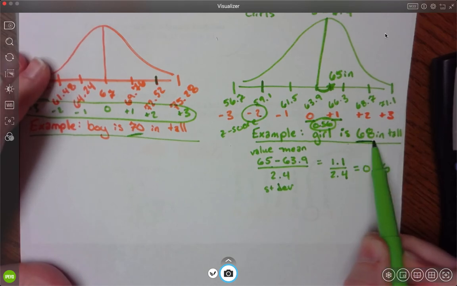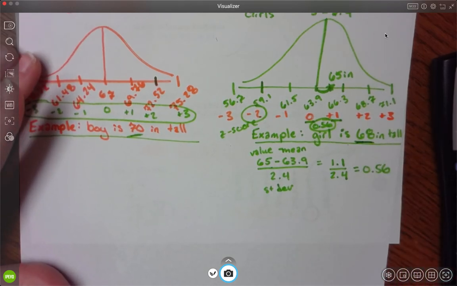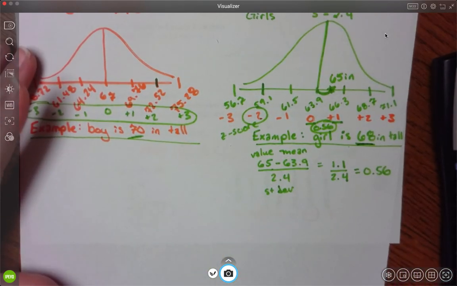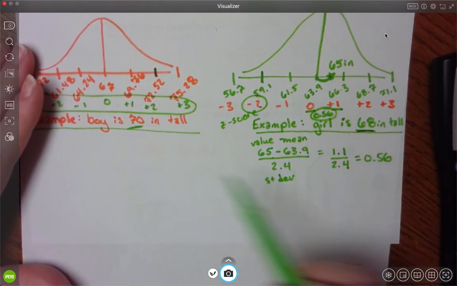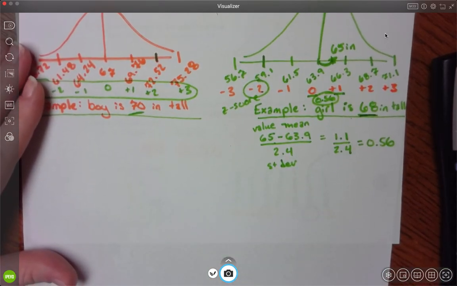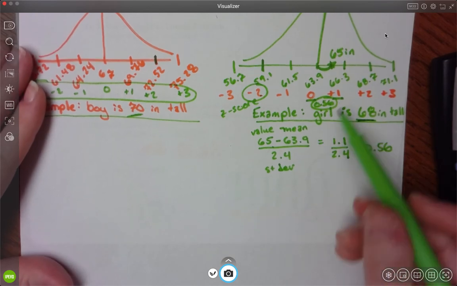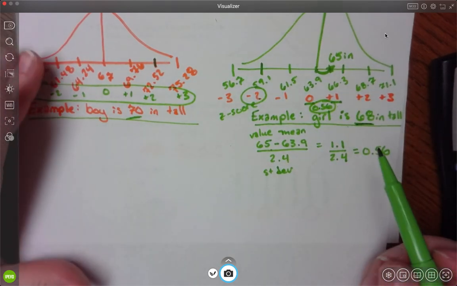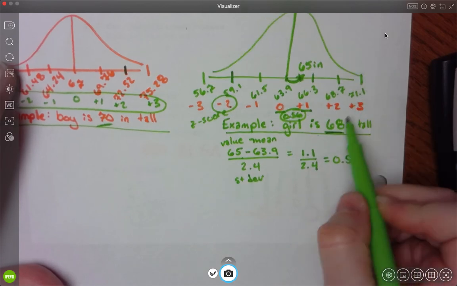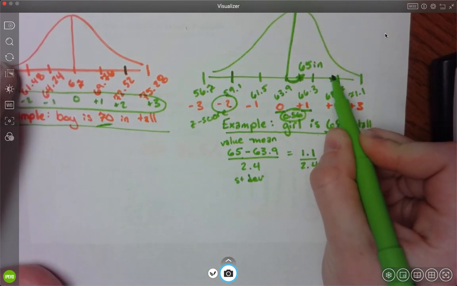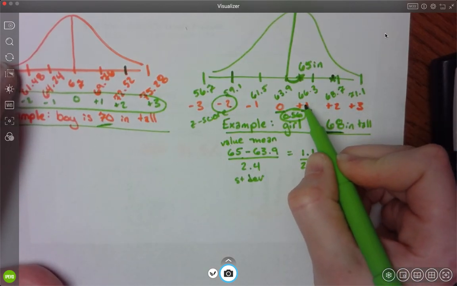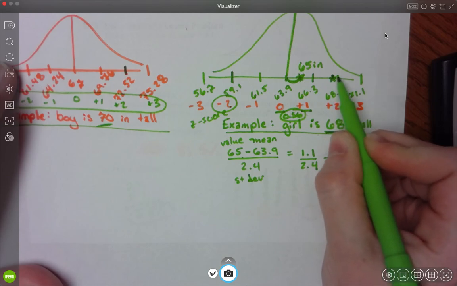Is 68 considered a taller girl? Then 70 is considered a taller boy. So what I do is I calculate the z-score for each one, and I figure out which one is more extreme. That allows me to compare them. So 68 is going to be just right here, between 1 and 2, really close to 2 z-scores.